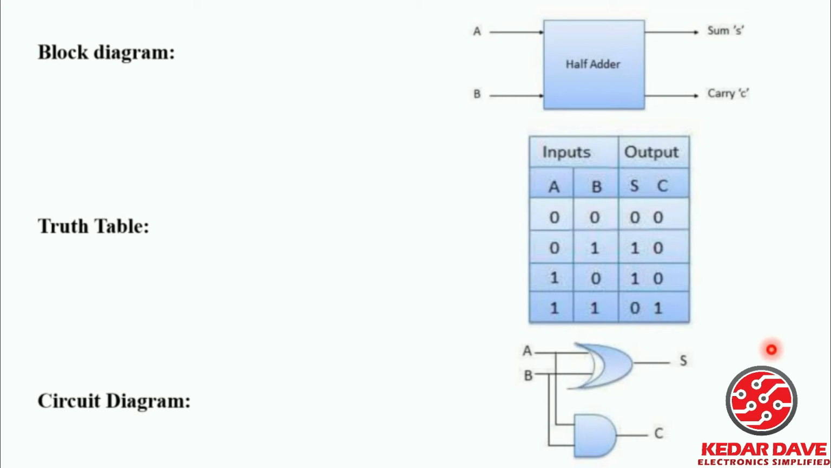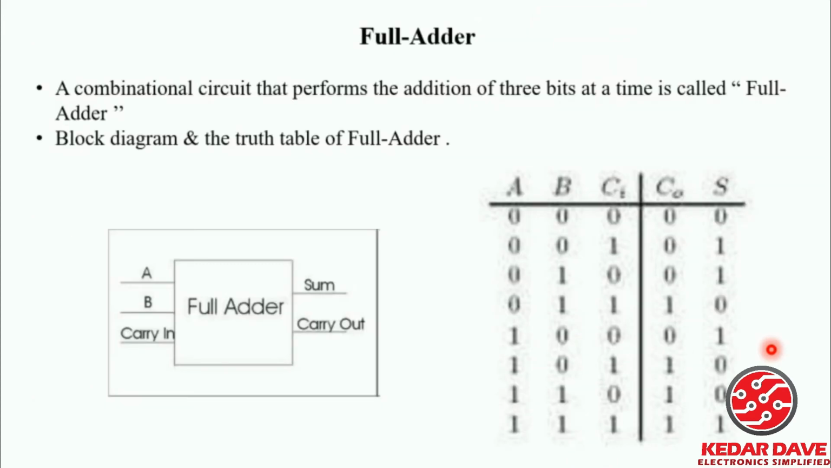Let's check how it will work for the full adder. Over here, if we check the full adder, it is a combinational circuit that performs the addition of 3 bits.